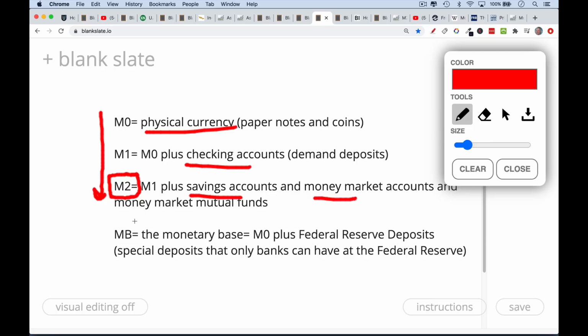And then finally MB, which is one abbreviation for the monetary base we were talking about. This includes the actual physical money that's printed by the U.S. government, so paper notes and coins, physical currency, plus what are called Federal Reserve deposits. These are special deposits that only banks can have at the Federal Reserve. So the central bank, the Federal Reserve, is sort of the bank for all the other banks. And banks like Goldman Sachs or Wells Fargo or Bank of America have accounts at the Federal Reserve. This is what Federal Reserve deposits are.